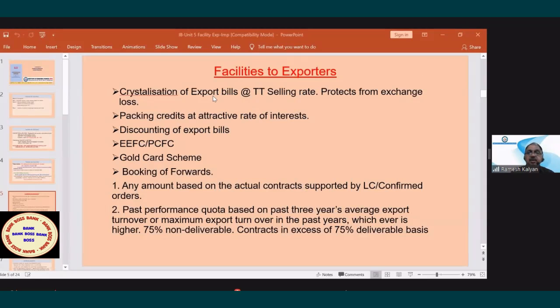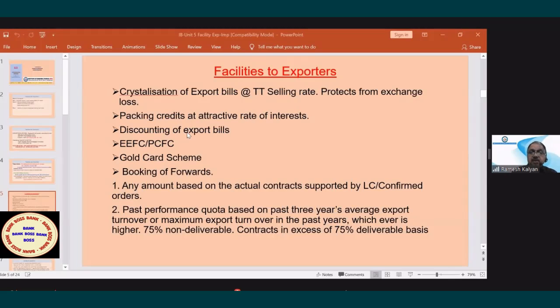Okay, right. Then crystallization already we have seen, export TT selling rate, because whenever so many changes come, I go through the circular on the RBI site and update. So there could be some repetition, please excuse. And TT export crystallization is there so that our exchange risk is protected. Morning I was discussing the purposes of crystallization, and the facilities for export packing credit at an attractive rate of interest. RBI has given specifications, but they benefit at a competitive interest rate.